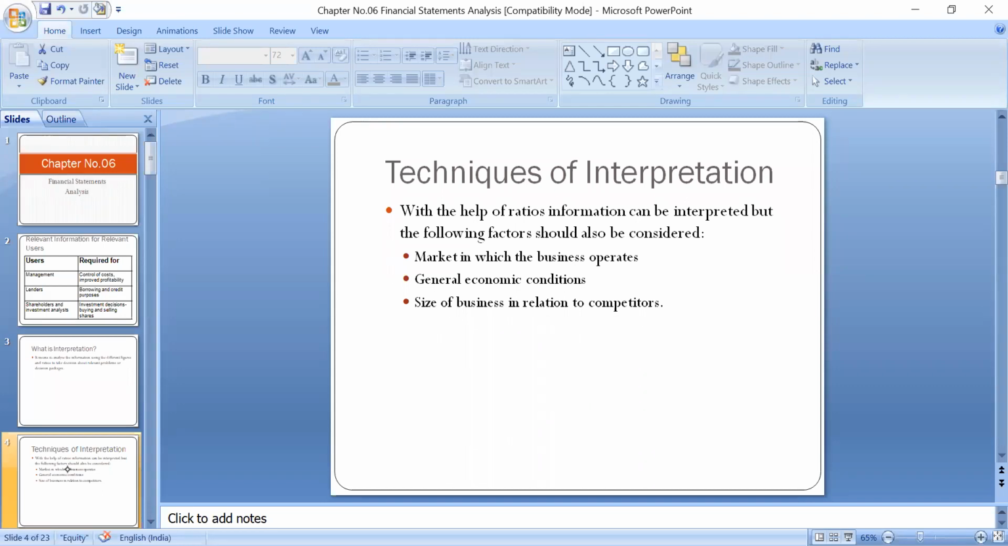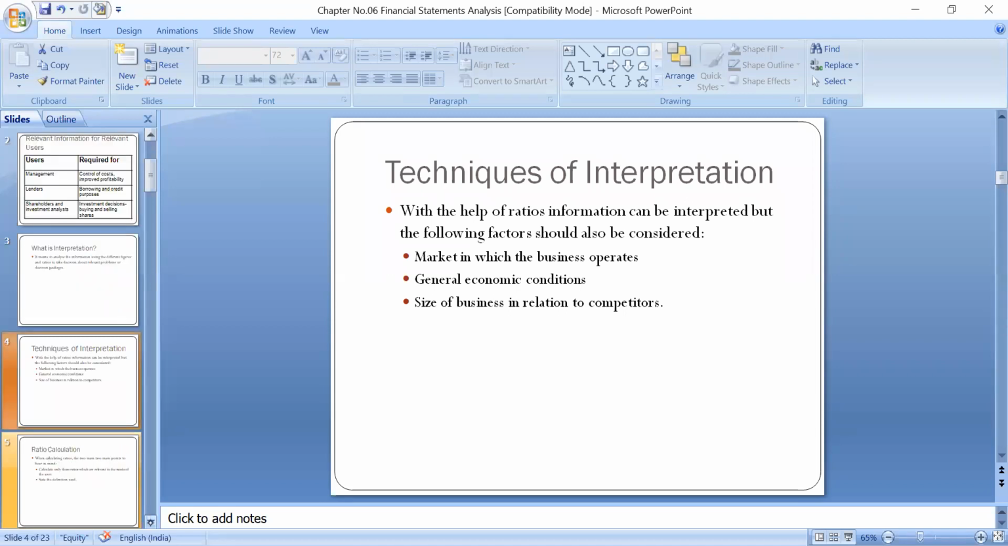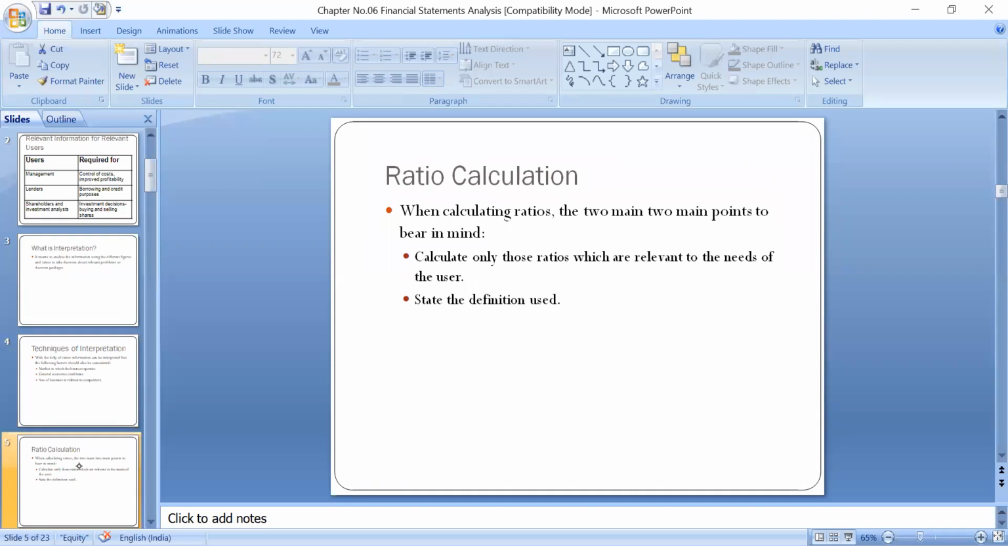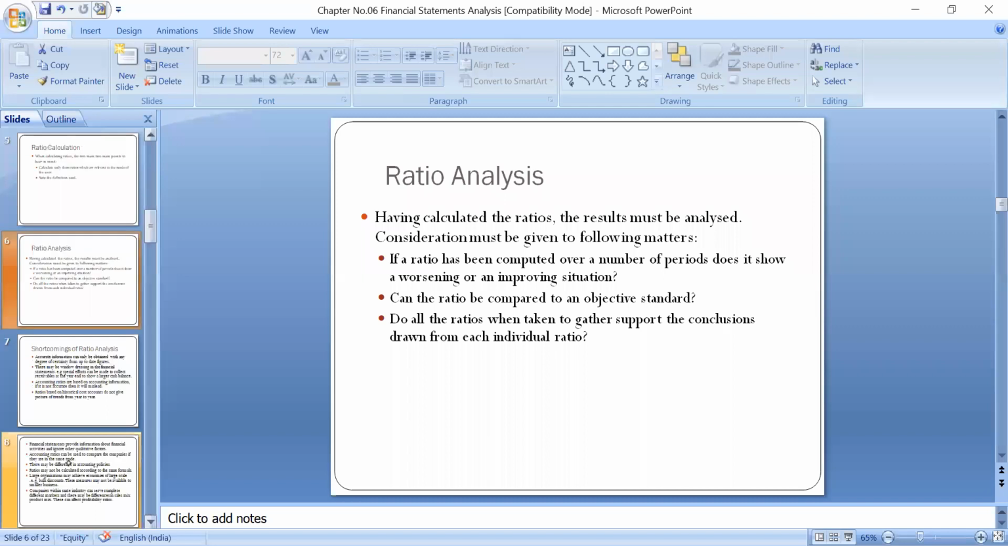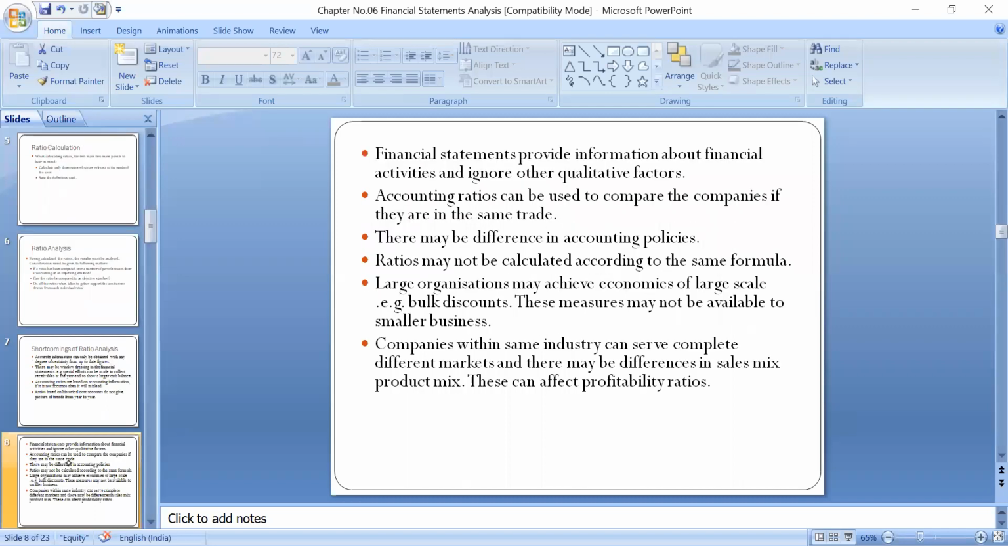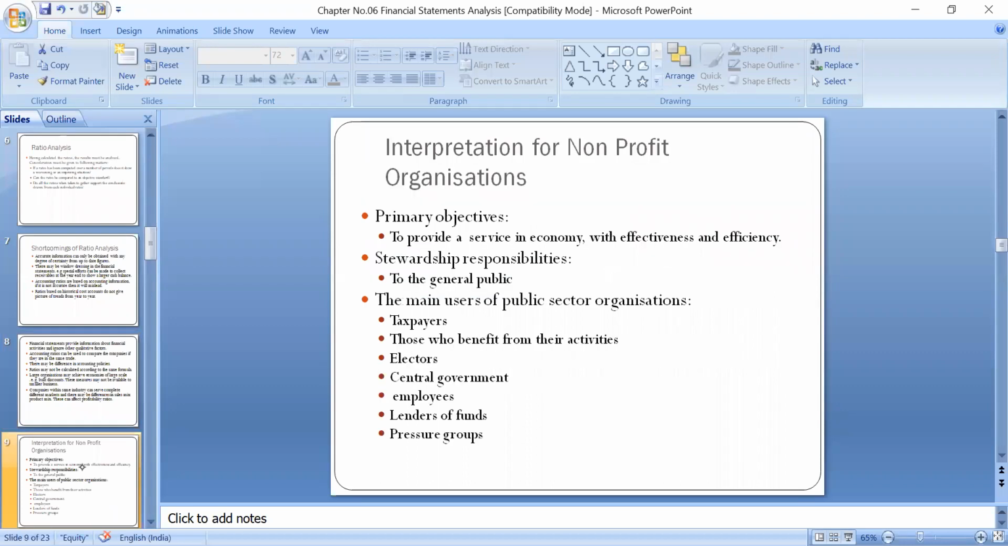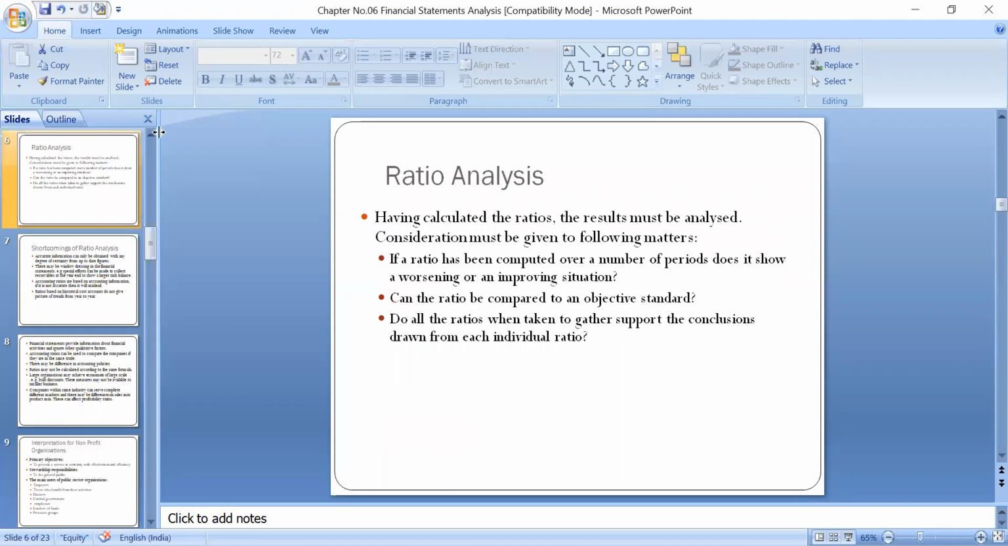Okay, so this is the concept of the techniques of this interpretation. Ratio calculation. There are a number of ratios we will be calculating here, which can be used to evaluate the performance of the organization. So these ratios can be classified into broad categories. Interpretation means we will be using some ratios.